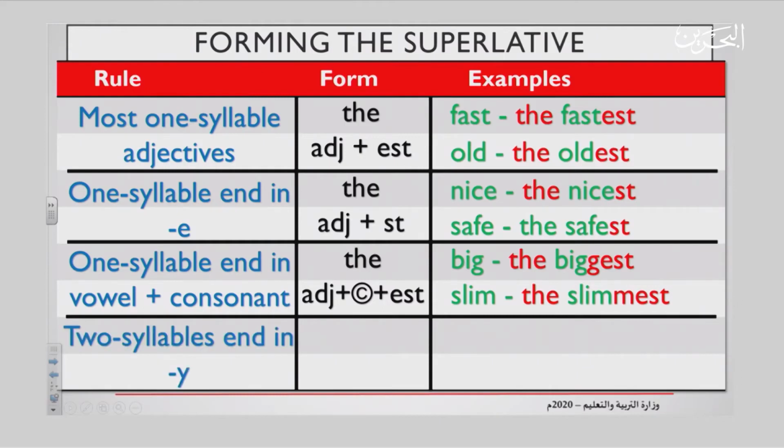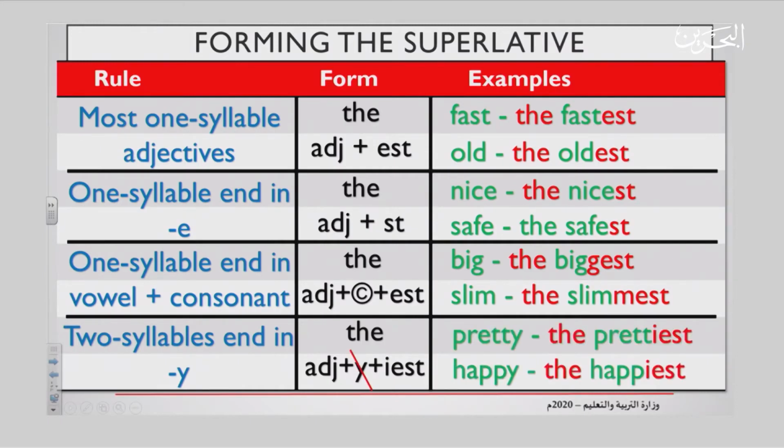A fourth rule, two syllables that end in Y. This is the rule. The adjective, and you have Y, I-E-S-T. What do you do with the Y? You cross out the Y. So, pretty, which is a two-syllable adjective, you cross out the Y, you add the, and you say the prettiest. Happy, the happiest. Happy ends in Y.